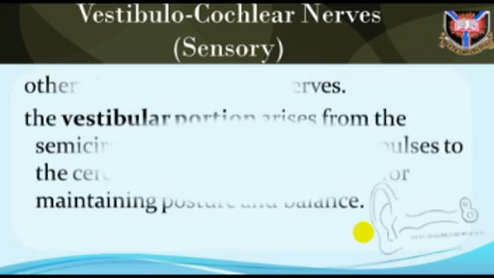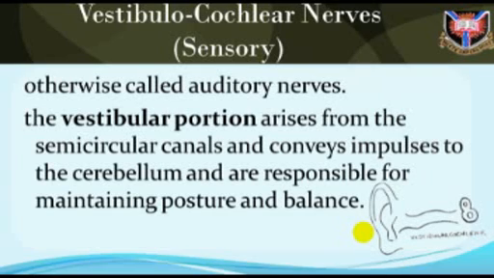Vestibulocochlear nerves. These are sensory nerves, otherwise called auditory nerves. The vestibular portion arises from the semicircular canals and conveys impulses to the cerebellum. They are responsible for maintaining posture and balance. The cochlear nerve originates in the organ of Corti in the inner ear and conveys impulses to the hearing areas in the cerebral cortex, where sound is perceived.